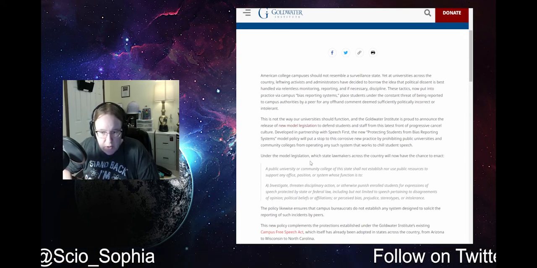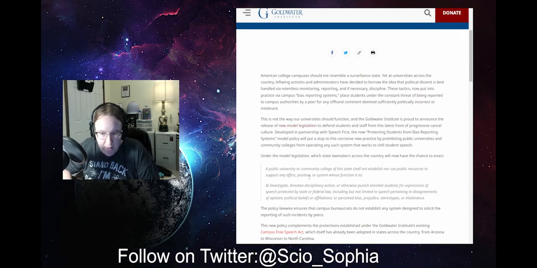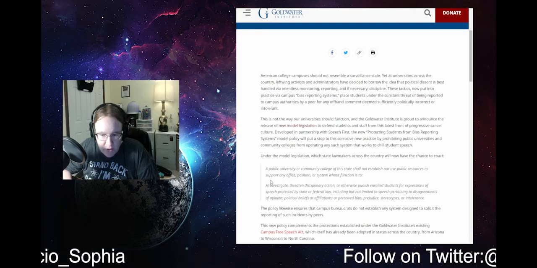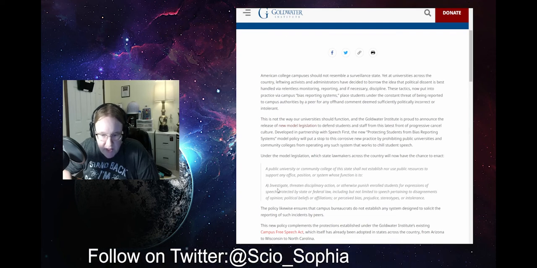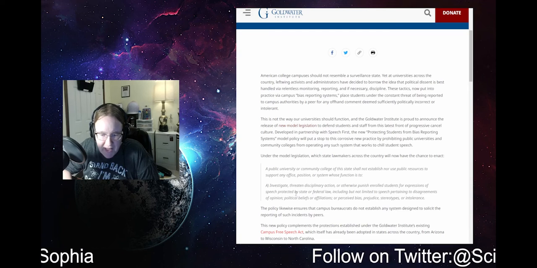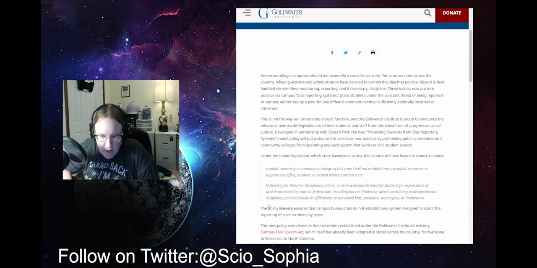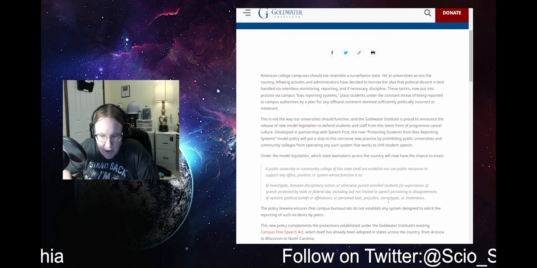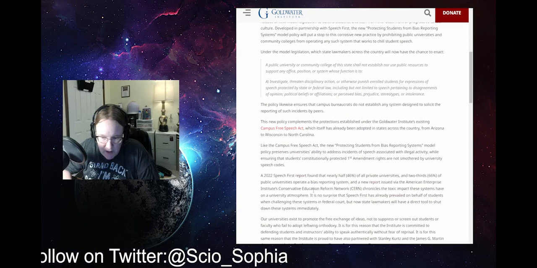Under the model legislation, which state lawmakers across the country will now have a chance to enact, a public university or community college of the state shall not establish nor use public resources to support any office, position, or system whose function is to investigate, threaten disciplinary action, or otherwise punish enrolled students for expressions of speech protected by state or federal law, including but not limited to speech pertaining to disagreements of opinion, political beliefs or affiliations, or perceived bias, prejudice, stereotypes, or intolerance. So that is the question.